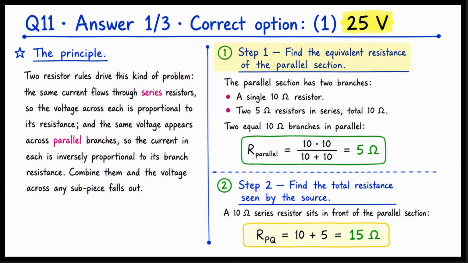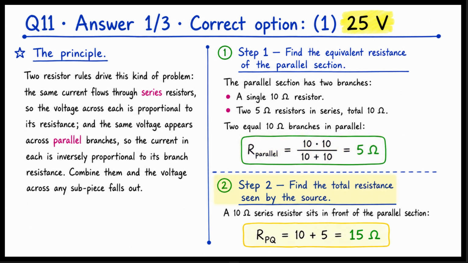Step 1. Find the equivalent resistance of the parallel section. Branch 1 is a single 10-ohm resistor. Branch 2 is two 5-ohm resistors in series, total 10 ohms. Two equal 10-ohm branches in parallel give R parallel equals 10 times 10 over 20 equals 5 ohms.